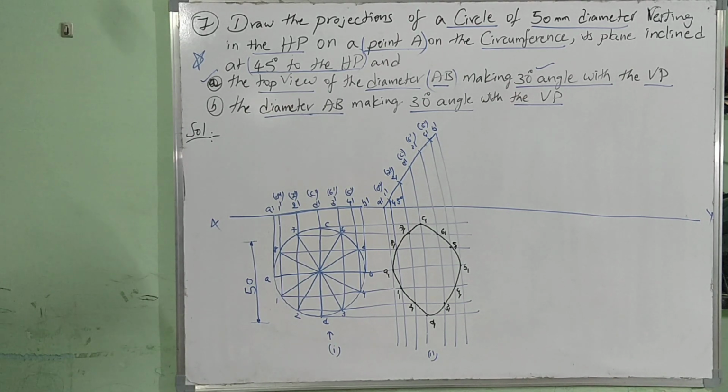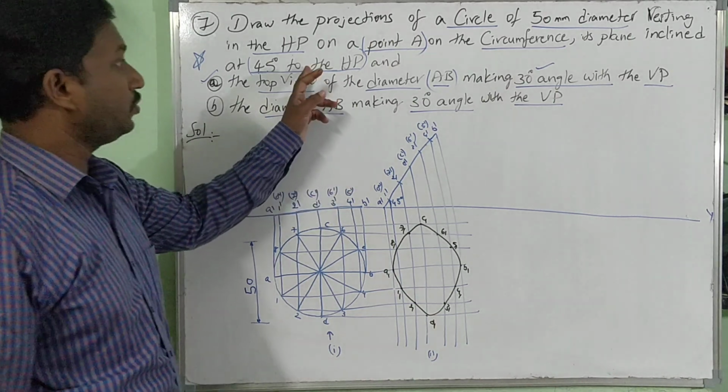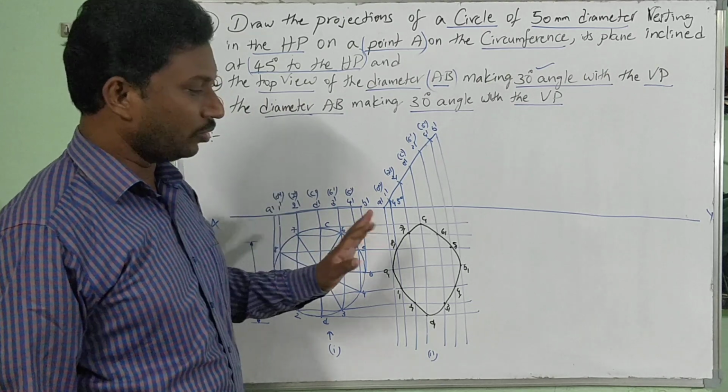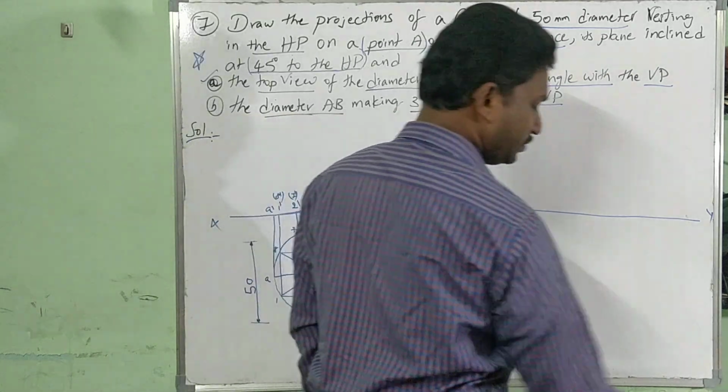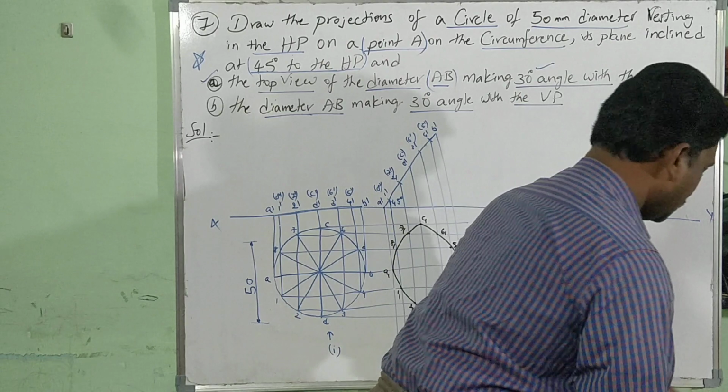Right? First of all, initially I drew the true shape. After that, 45 degrees to the HP. Right? Now we come to here. Now the new thing which we have to draw is from the questions.